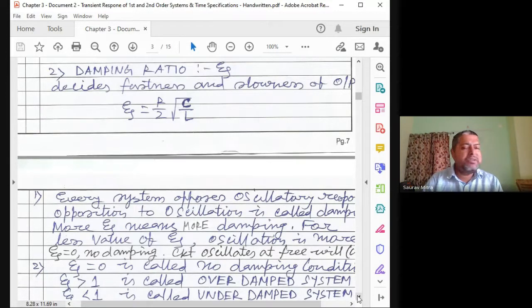In that case, we say the zeta value is very high. If the zeta value is very high, damping is very high. The system is damped, meaning it does not give more gain. So a high zeta value means the system is damped, and whenever the system is damped, its output is less, its gain is less. So one very important thing we have to remember: zeta or damping and gain are inversely proportional. So write this down too: zeta and gain are inversely proportional.